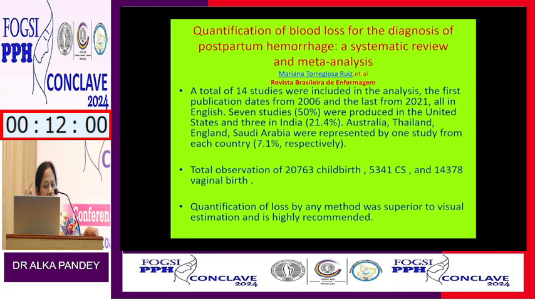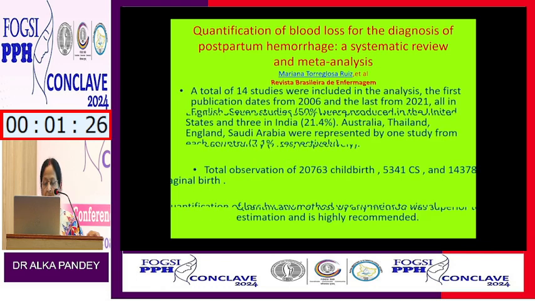Then I'll present before you a study, quantification of blood loss for the diagnosis of postpartum hemorrhage, a systematic review and meta-analysis by Ruiz. It included a total of 14 studies from America, India, Australia, Thailand, England, Saudi Arabia, with a total of 20,763 childbirths, 5,341 cesarean sections, and 14,378 vaginal births. This study inferred that quantification of loss by any method was superior to visual estimation and is highly recommended.